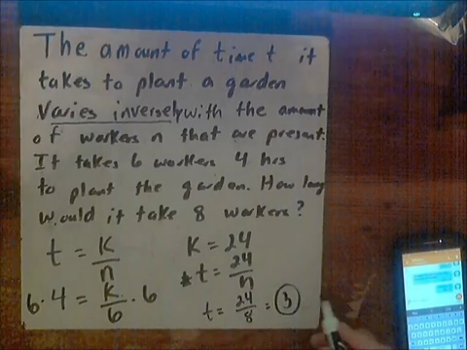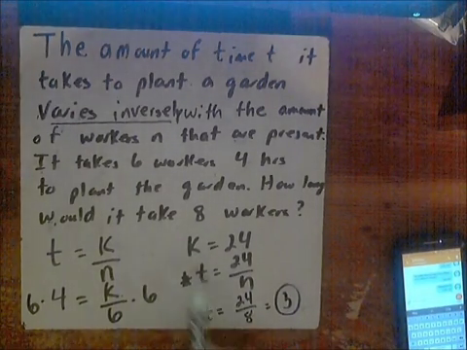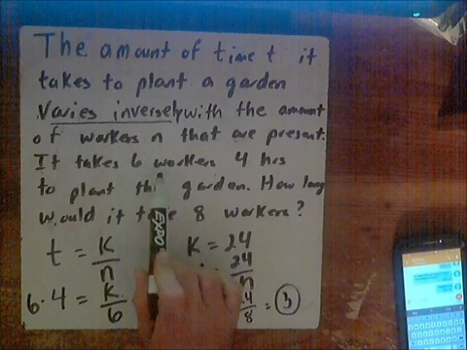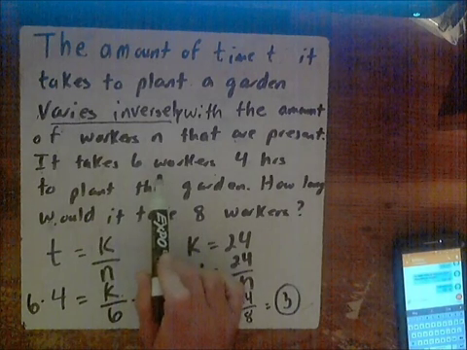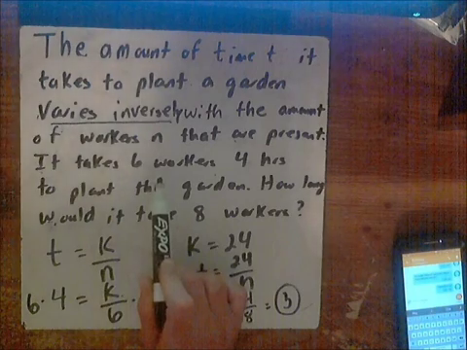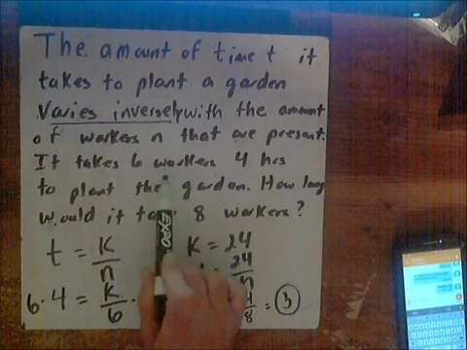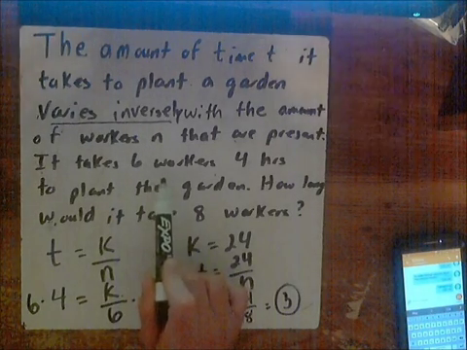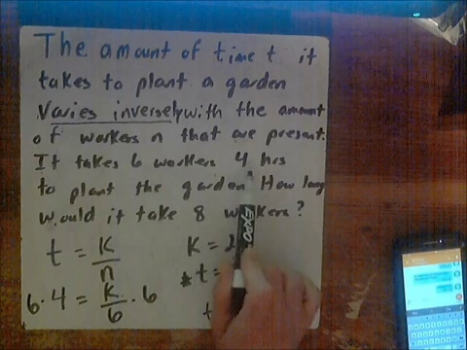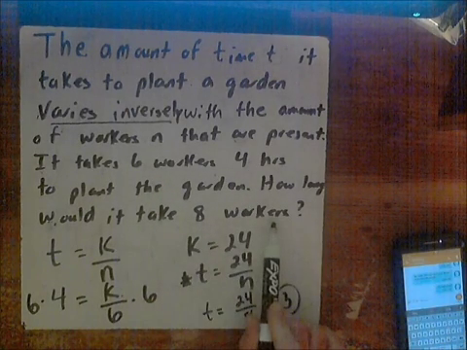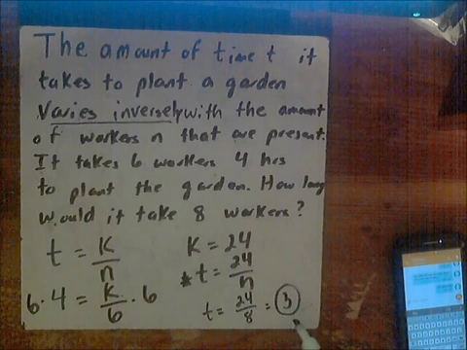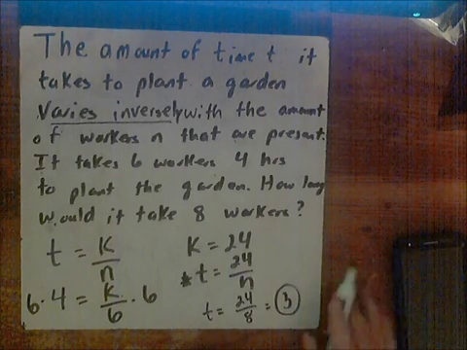Now, always make sure your answers make sense. I now have more workers, so it should take less time. It would be very counterintuitive if I added workers and then suddenly it took me longer. That wouldn't make sense. 6 workers, it took 4 hours. I've increased the amount of workers, so now it should take me less time. That's the reason I added those extra workers. So I now have 3.